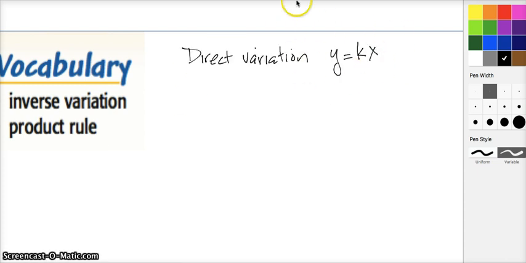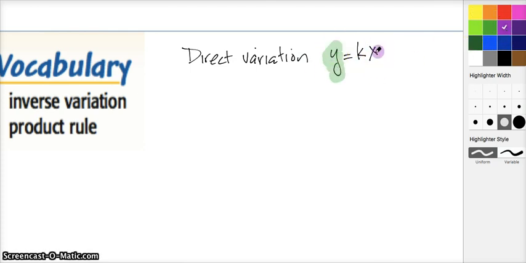Direct variation describes this relationship here where y and x are said to vary directly, because there's this variable here, k, which we call the constant of variation. And we talked about this before. Inverse variation is going to be different.